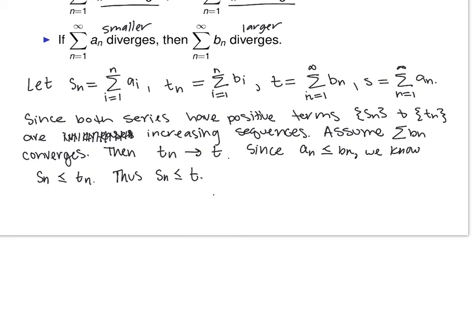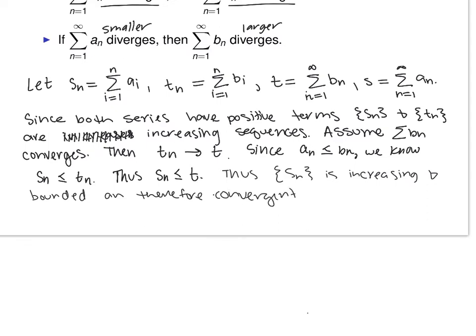And once again, that means that Sn is an increasing and bounded sequence. So thus the sequence of partial sums Sn is increasing and bounded, and therefore convergent. And this means that the sum of an converges. Okay, so we have shown the first case: that if the larger sum converges, so does the smaller sum.